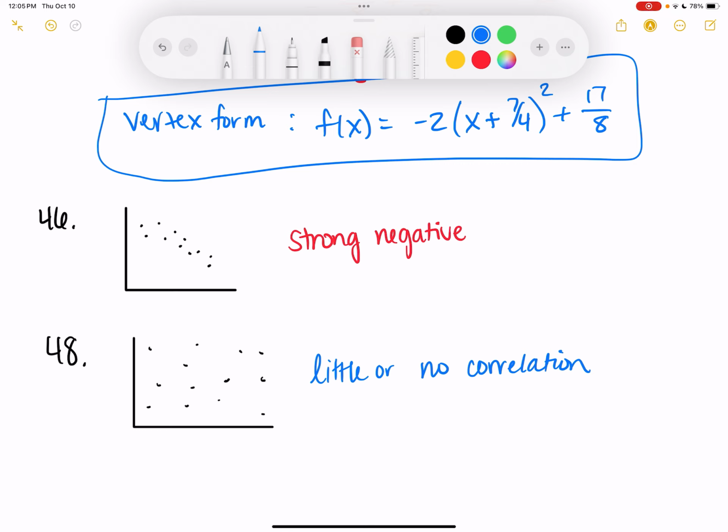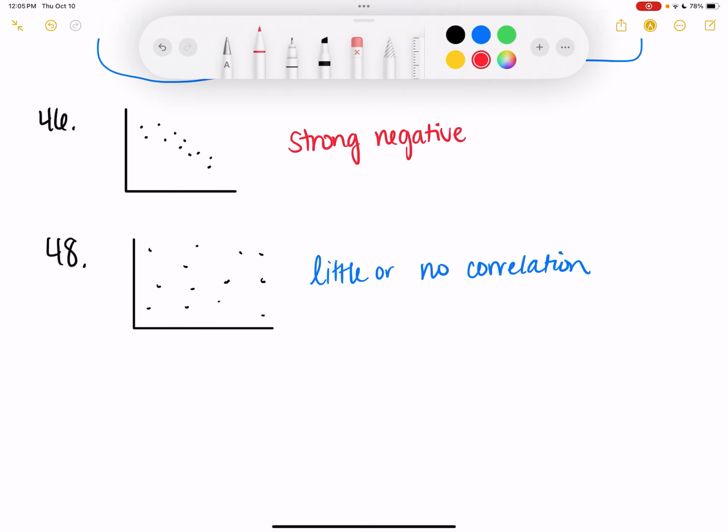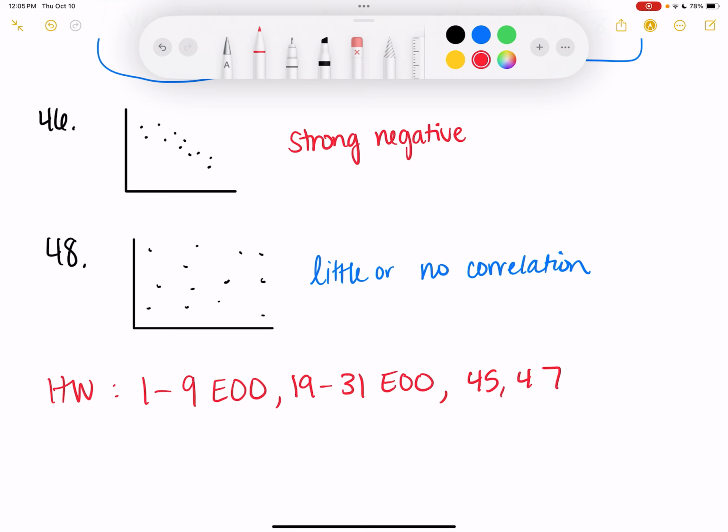Are there any questions about any of this at this point? All right, your problems are 1 through 9, every other odd. 19 through 31, every other odd. And then 45 and 47.